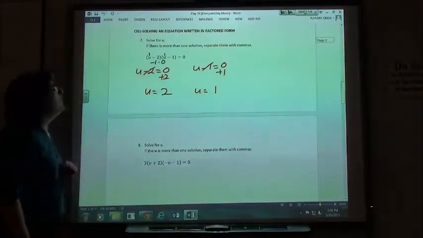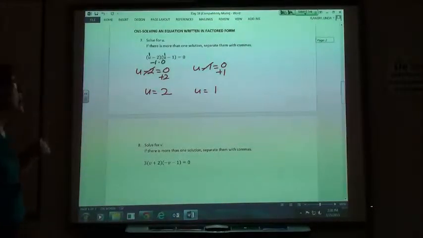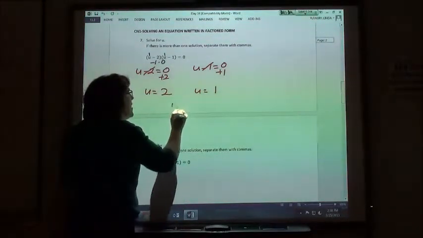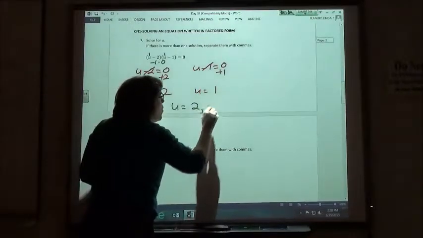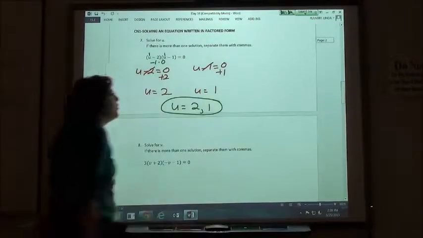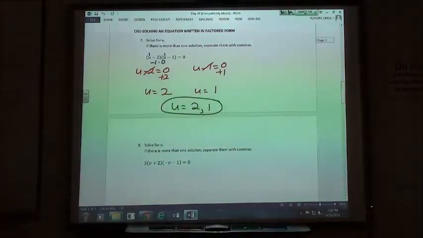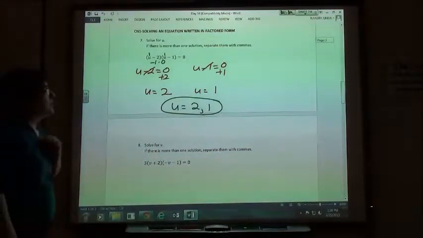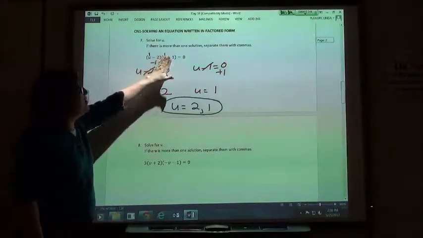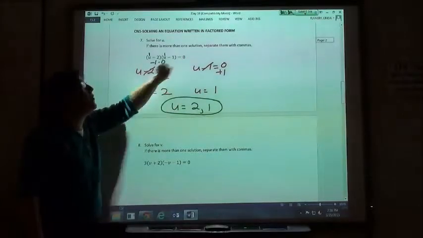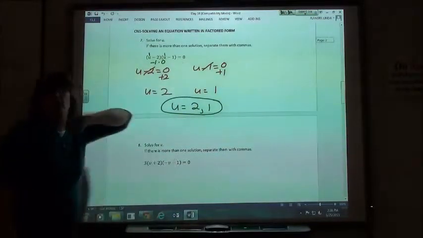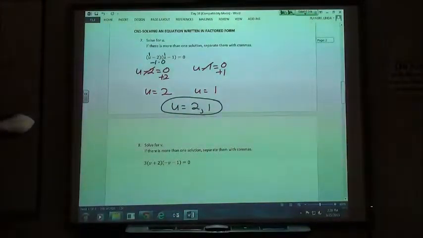So they tell you if there's more than one solution, which there is, you're going to separate them with commas. So u is going to equal 2 or 1. Doesn't matter the order, just so you have them both in there. And there are my answers. So if it's in factored form and it's equal to 0, then you can just break it down and put each factor equal to 0 and solve.